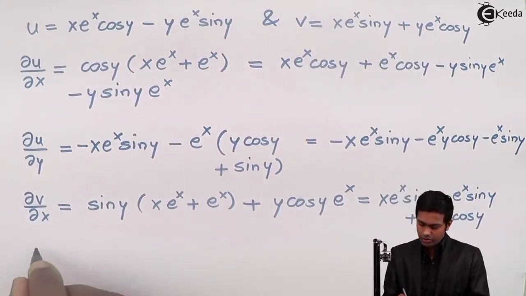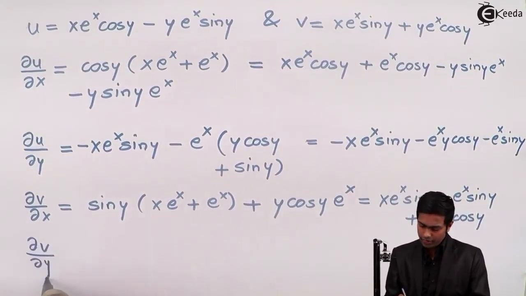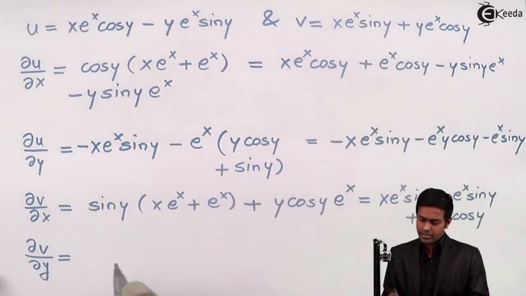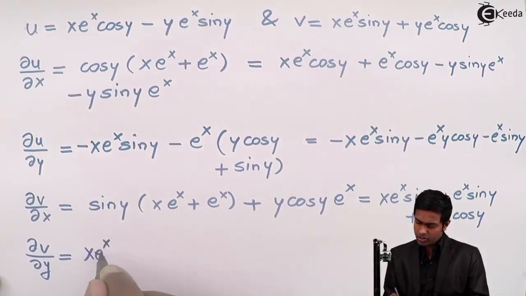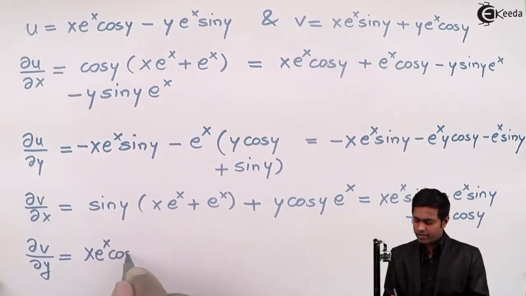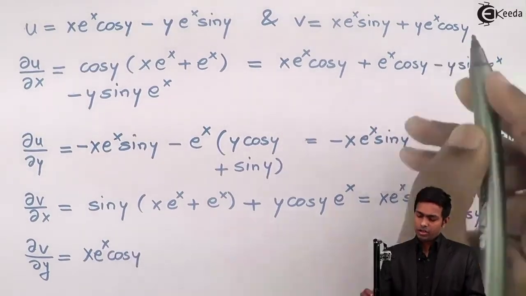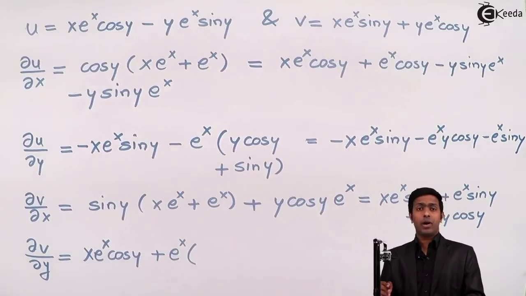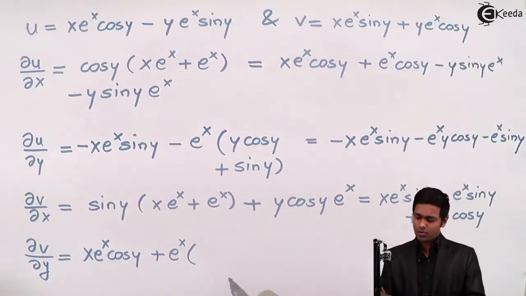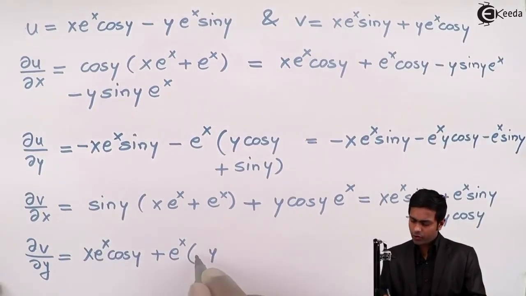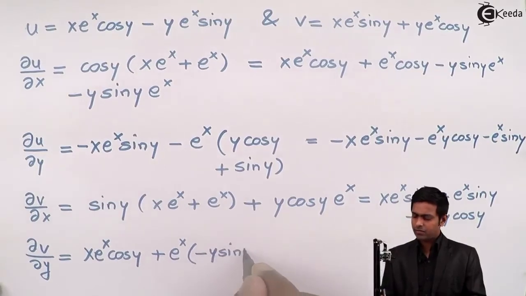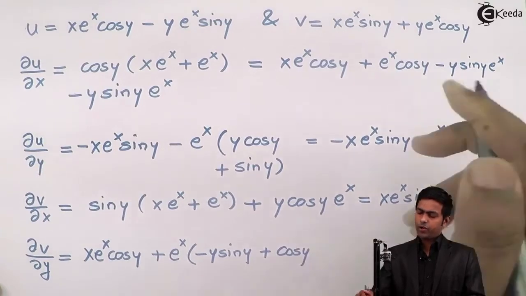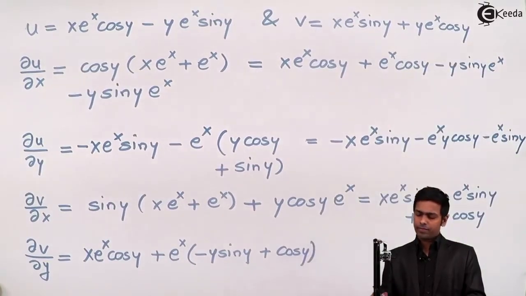Now let's find out dou v by dou y. So we'll differentiate v with respect to y partially. So x is constant, e raised to x is constant, and the derivative of sin y is cos y. Next, here e raised to x is constant, take it outside, and we'll use the product rule for y into cos y. So y as it is, the derivative of cos y is minus sin y plus cos y as it is, and the derivative of y with respect to y is 1.